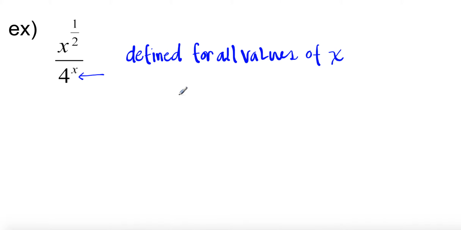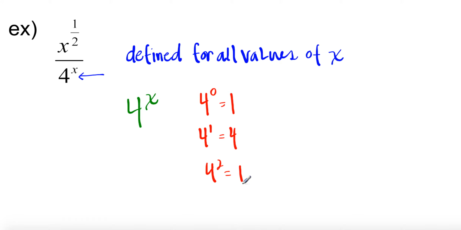The reason why it's defined for all values of x is because there is no x value that I can plug in, not any single number, that will give me a 0 in that denominator. Because if I let x equal 0, that would be 4 to the 0, which is 1. 4 to the first, which is 4. 4 to the second, which is 4 times 4, which is 16. So there's no x value that would give me a 0 in that denominator, so this expression is defined for all values of x.